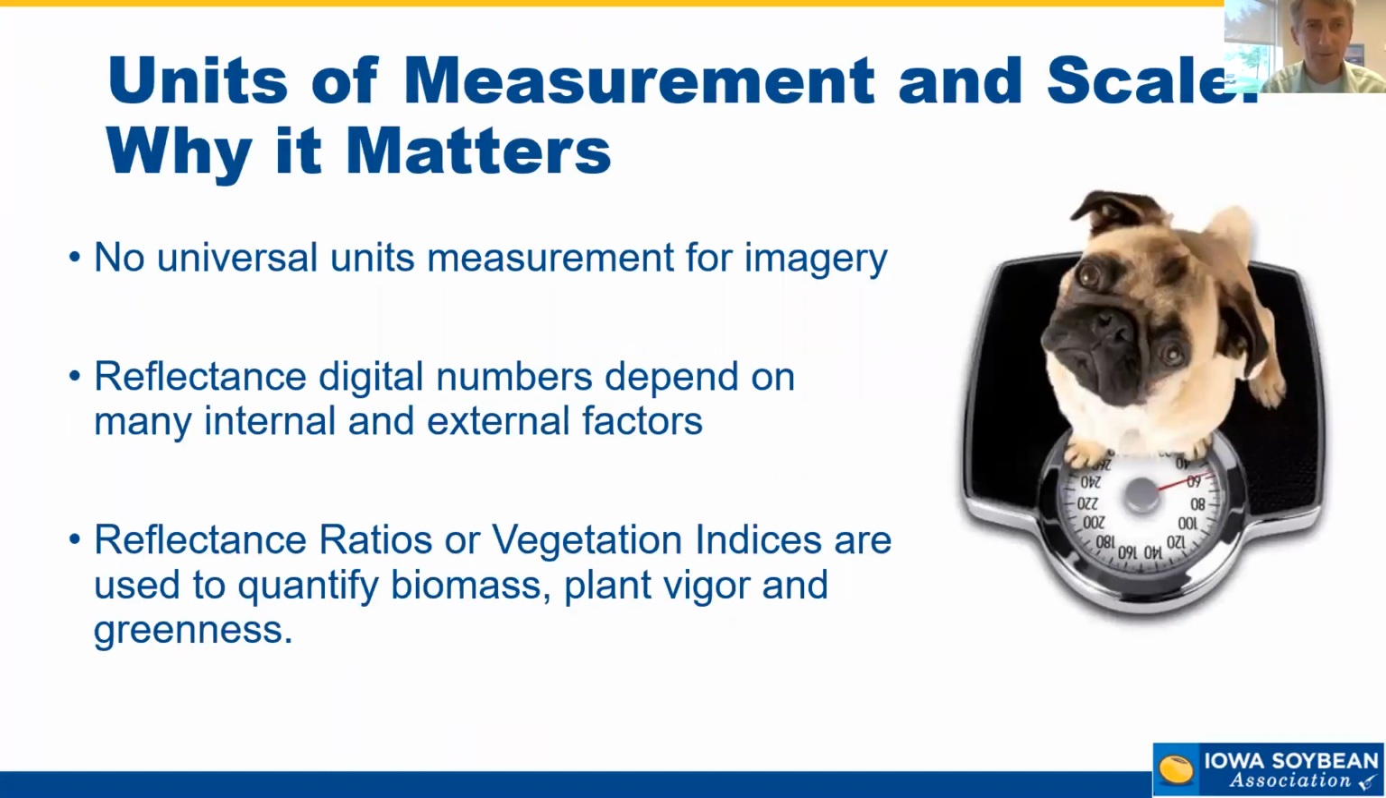Another thing to remember about digital aerial imagery is that it doesn't have units, unlike yield, which has a unit of measurement of bushels per acre, or temperature, which is measured in Fahrenheit. Imagery does not have such units. A lot of factors can impact the reflectance, and here is this puppy. Imagine that it looks like it weighs 60 pounds, which is a little bit unbelievable. One of the solutions to this lack of units is using different ratio vegetation indices, but again, many factors can impact these measurements and units.